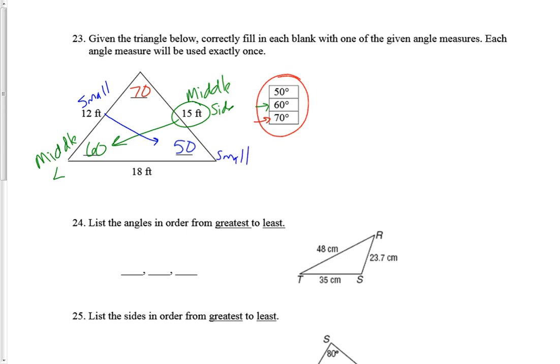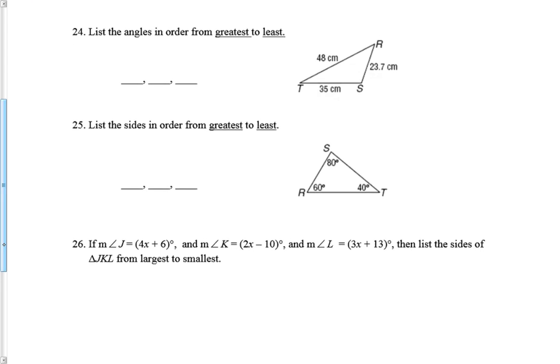Moving on to 24. We're listing the angles in order from greatest to least. So the biggest angle goes first. The biggest angle is across from the biggest side. Here's my biggest side. So across from that is the biggest angle. So angle 7 is the largest angle.